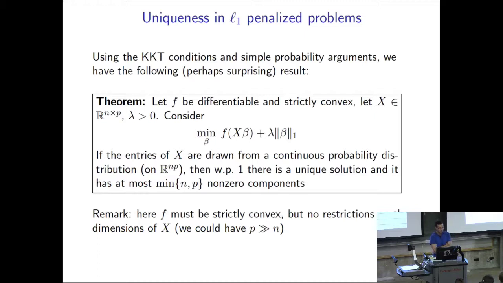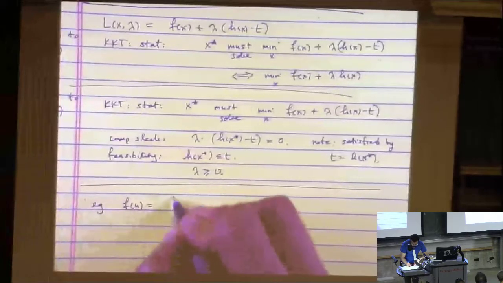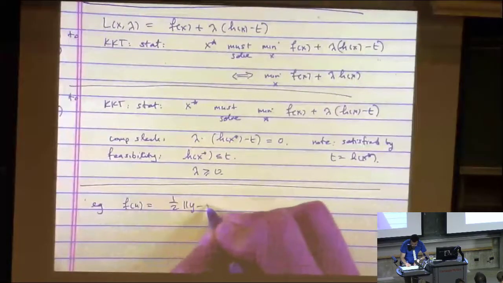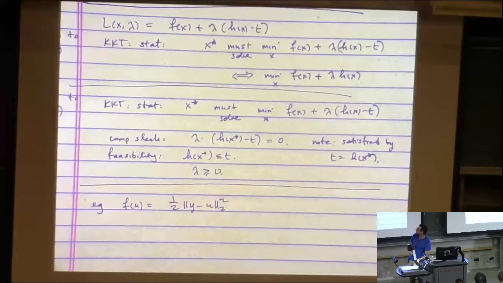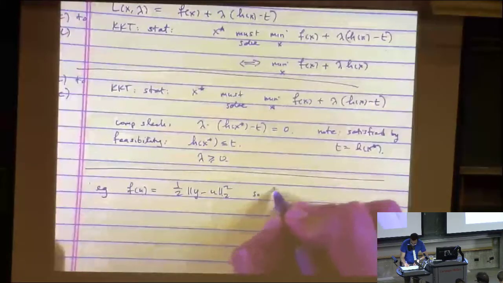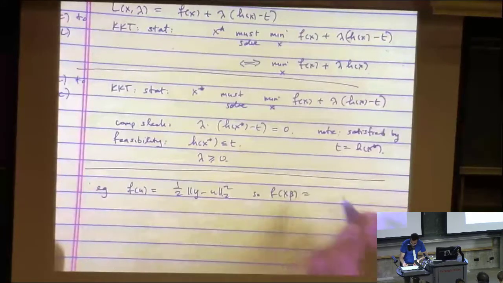And there's going to be a bit of maybe basic probability arguments as well, but I think those are not the main feature. The KKT conditions are. So here's the result. Suppose f is differentiable and it's strictly convex. So let's suppose f is just the least squares. It's just squared error loss. So as an example, we could take f to be 1/2 the squared norm of y minus u, for a response vector y. And so f of x beta is our familiar least squares criterion.